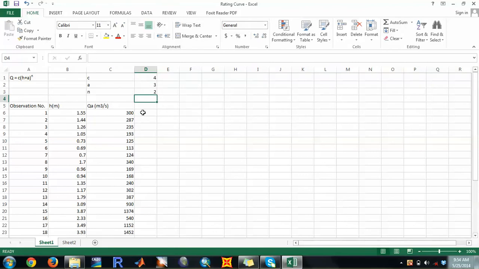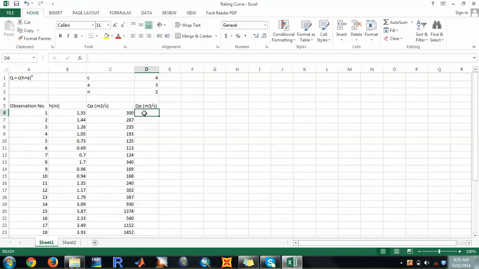Depending on these randomly assumed values, we will calculate discharge, which is Q estimated, in meter cube per second. We use this equation itself: discharge is equal to C times (H plus A) raised to N. And our C, A, N values are constant throughout the data.